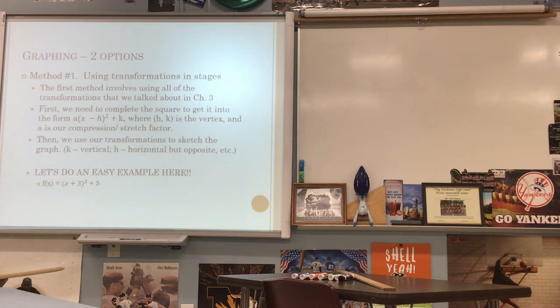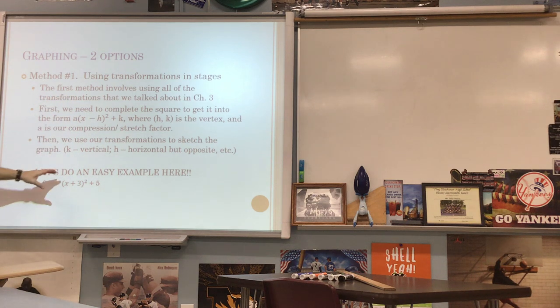So how do I graph one of these things? Method number one, we're going to use transformations in stages. It involves using all the different transformations that we talked about back in chapter 3, shifting to the left and to the right, or up or down, or stretching it or compressing it, so forth and so on. To do that, you have to first get it into what is commonly known as vertex form.